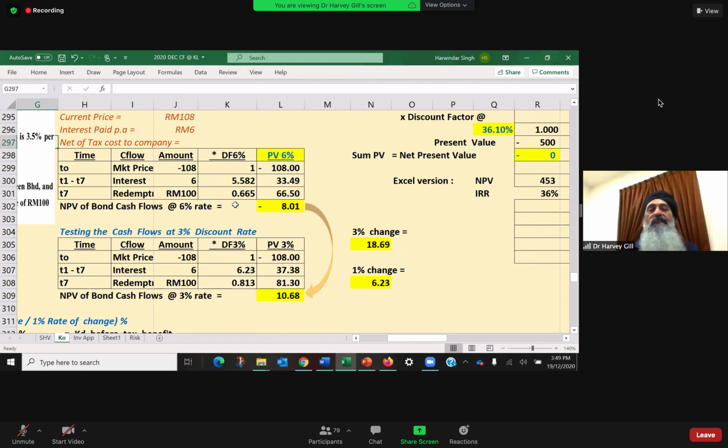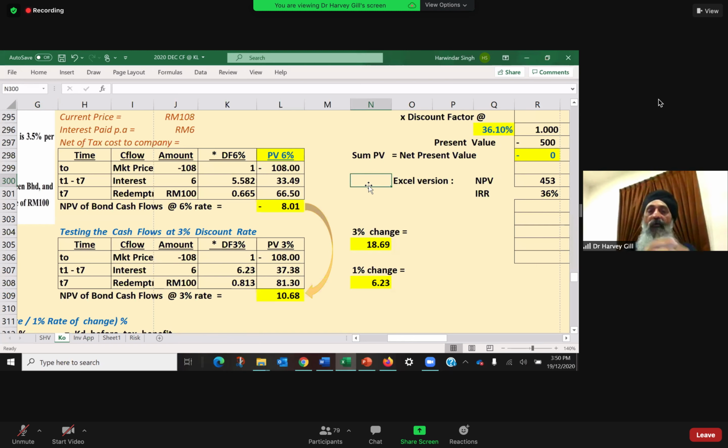So of course 100 times 0.665 becomes 66.50. When we add this up, we find that the net present value of bond cash flows at a 6% rate is negative. Now, like we said last night, if the net present value is negative, it means that you have not achieved the 6% return. If this was 0, it means you exactly achieved 6%. And that's what you want to find out.